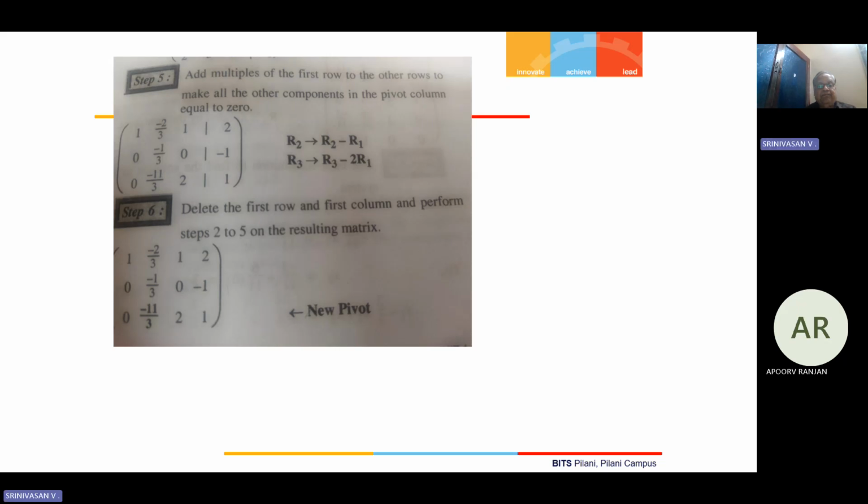is maximum. That is now rearranged. New pivot. See, it's shown here. New pivot.